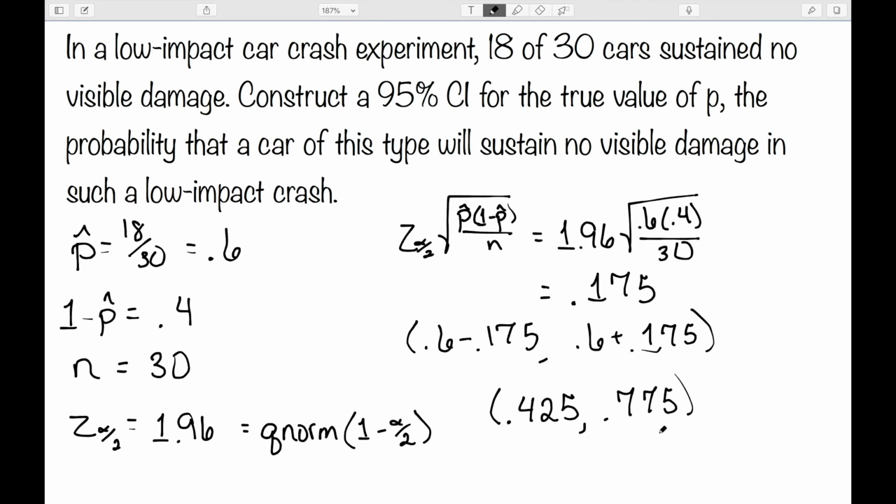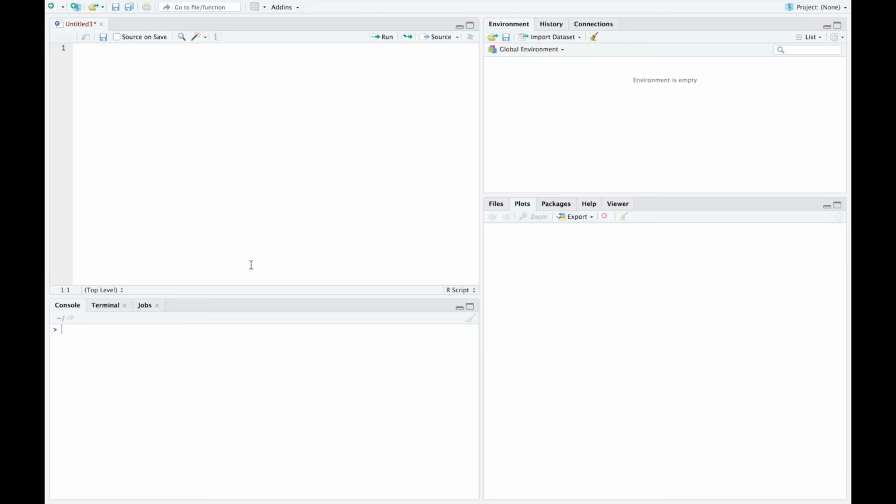So now that I've done that, let's look at how to solve this using RStudio. Here I have RStudio. I need to start with the value of p hat. That was 0.6. I'm going to subtract qnorm of 1 minus alpha over 2. We wanted a 95% confidence interval. That tells me that alpha is 5% or 0.05. So we have 1 minus 0.05 over 2. We need to multiply by the square root of p hat times 1 minus p hat divided by the sample size. And then we can run that command.